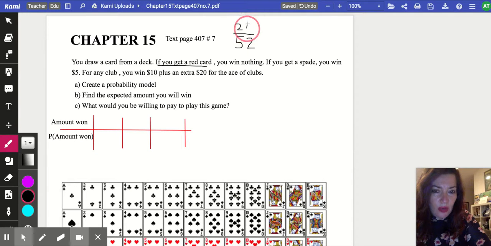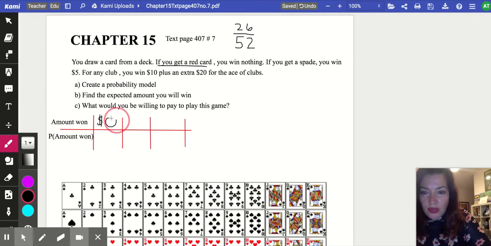So the first thing I want to do is put the probabilities for each situation, and then write it down in this model, or we can actually do that right now. So if you get a red card, you win nothing. So that means $0, and that probability is 26 out of 52. Okay, so $0 has a probability of 26 out of 52.